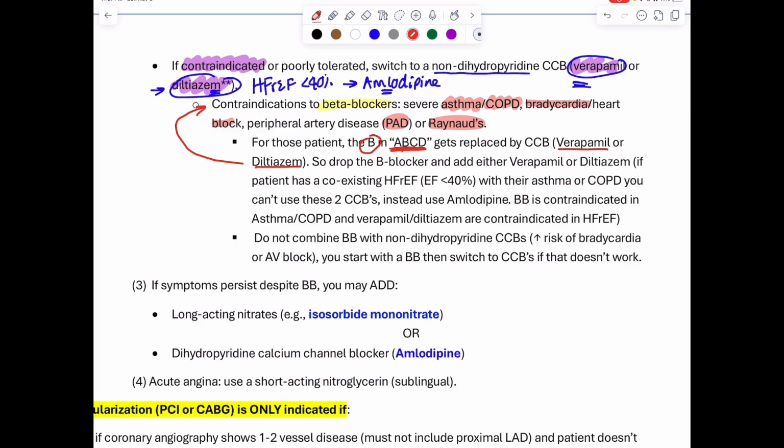However, if they have coexistent heart failure with reduced ejection fraction less than 40%, and they have the asthma and COPD, this means you can't give them a beta blocker and you can't give them diltiazem or verapamil. So the B will get switched to amlodipine. And I hope this makes sense. And it will make more sense when you read through the notes when you get the PDF.